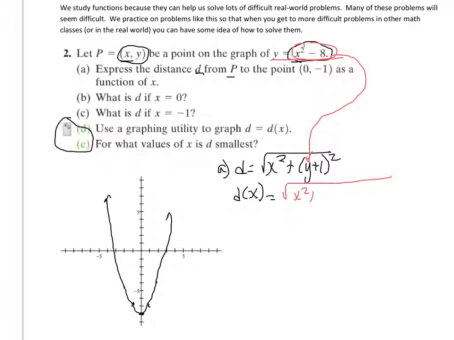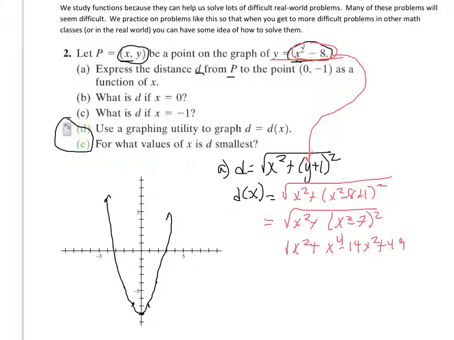It's the square root of x squared plus (x squared minus 8 plus 1) squared. Now it's just a matter of simplifying, which we will do. So now our distance is the square root of x squared plus (x squared minus 7) squared. Now we quickly FOIL that out. I'm going to do it quickly because you should all be able to multiply two binomials together. That gives us x to the fourth minus 14x squared plus 49, and we got our x squared out front here.